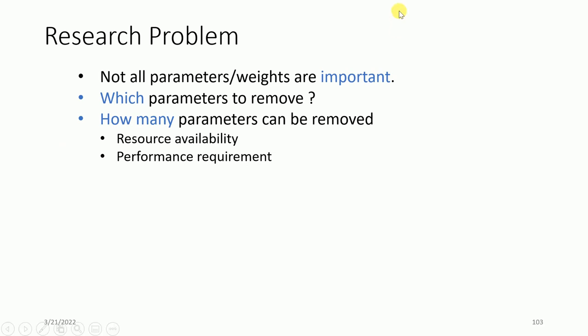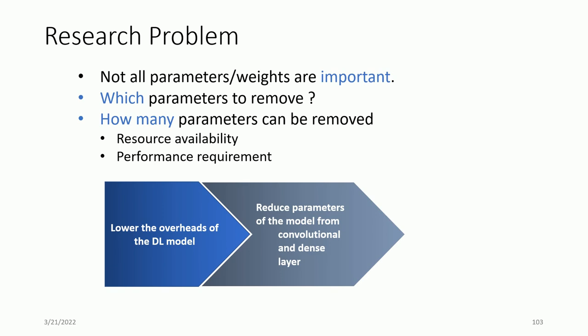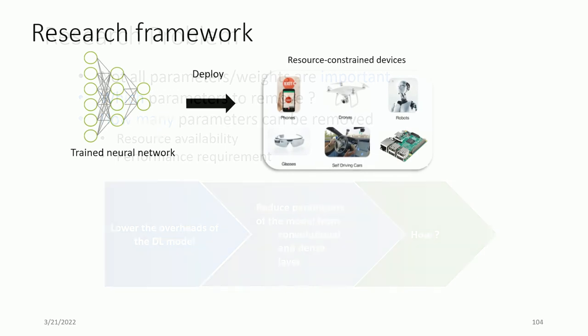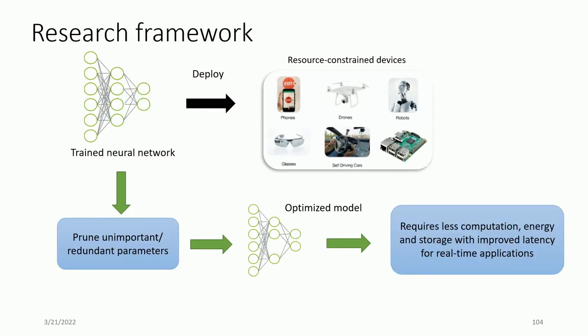A research problem is that not all parameters or weights are important. So we have to identify which parameters to remove, or how many parameters can be removed, to do the model compression. This lowers the overheads of deep learning models, and we reduce the parameters of the model from convolutional or dense layers. How to do that we need to discuss now, right? If we have a trained neural network architecture, then we prune unimportant or redundant parameters from it to get the optimized model, which requires less computation, energy, and storage, with improved latency for real-time applications.